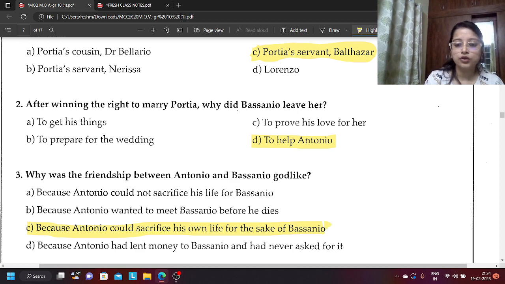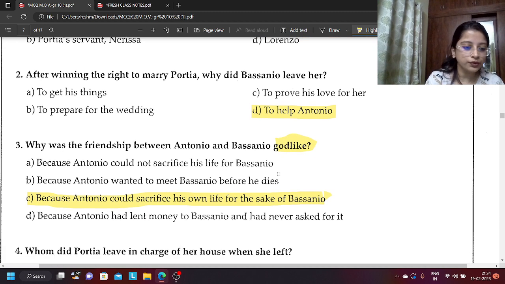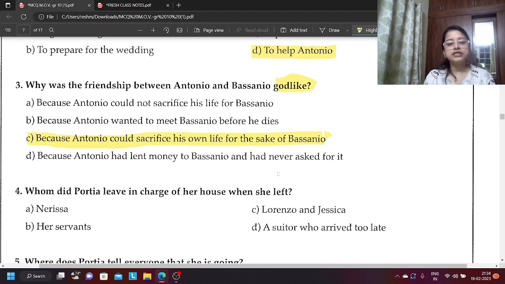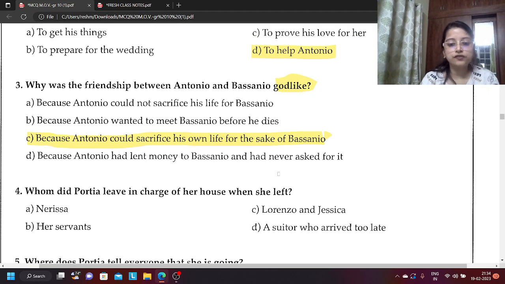That is godlike. Okay. Number 4. Whom did Portia leave in charge of her house when she left? Nerissa, Lorenzo and Jessica, her servants, a suitor who arrived too late. Nerissa, servant, suitor, no. In charge, no, it is written in charge of her house. So it will be Lorenzo and Jessica.